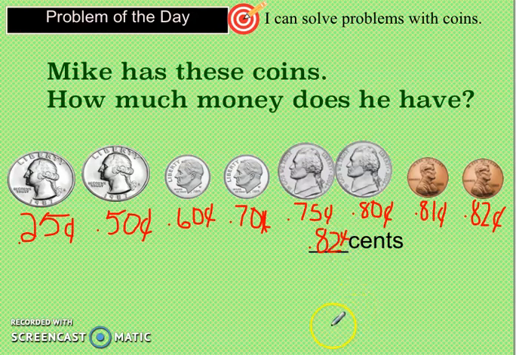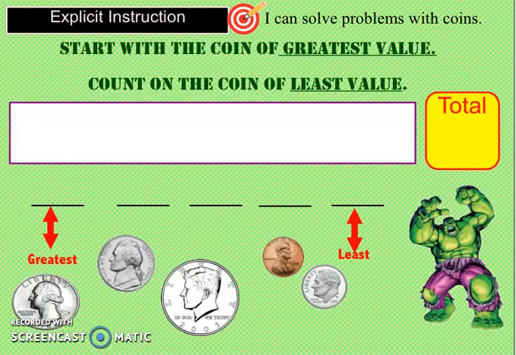Great job, everyone. So today we're going to actually be looking at these coins again, and we're going to be mixing them up. We need to put our coins starting with the greatest value to the least value. That's the best way to try to count our coins when we have them. We just put them in order and then we start counting. So the first thing we're going to do is put our coins in order.